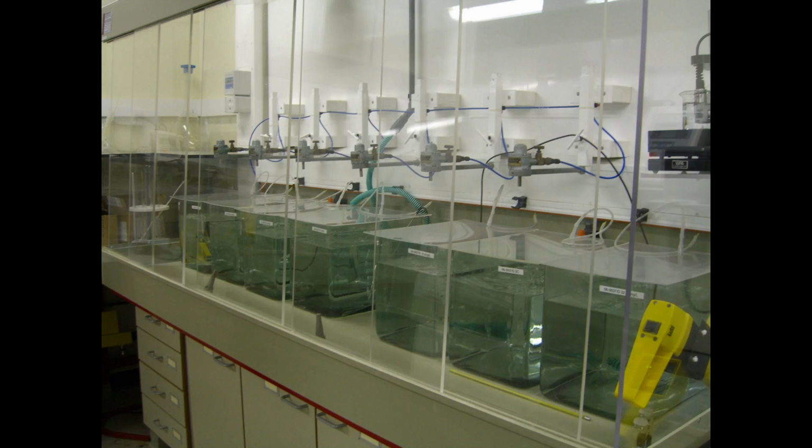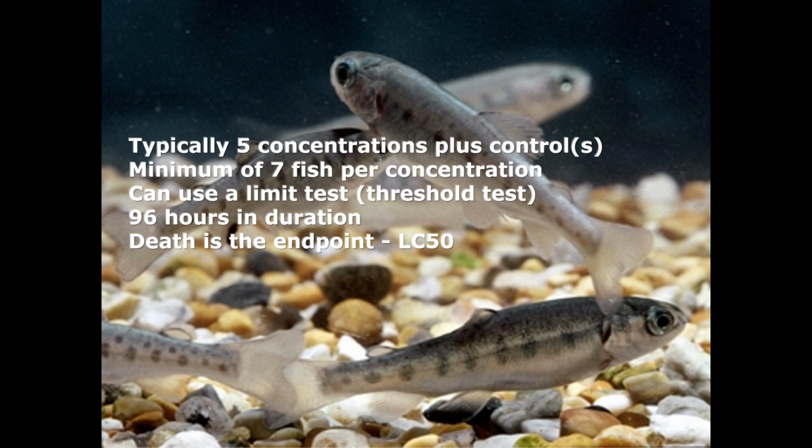So this is what a typical fish acute toxicity test looks like. It's not that exciting. It's just a series of tanks with fish in them. The test is 96 hours in duration, and basically the endpoint is to look at what concentration kills 50% of the fish. So a pretty crude endpoint. We typically have 5 concentrations plus a control and a solvent control if necessary. According to the OECD 203 guideline now, you can have a minimum of 7 fish per concentration.